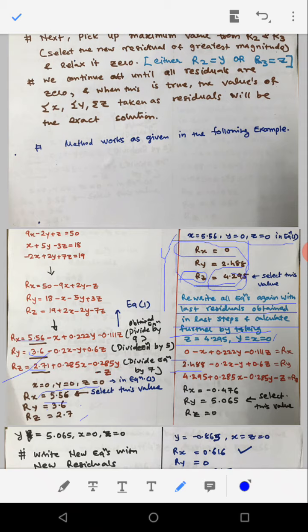Instead of 2.71, we have replaced this residual with 4.295. So we are getting Rx, Ry and Rz with new calculated values by substituting z equal to 4.295, y equal to 0, x equal to 0. Again we get new residuals. So we are getting Rx equal to minus 0.476, Ry equal to 5.065, Rz equal to 0. Out of this, the highest is Ry equal to 5.065.